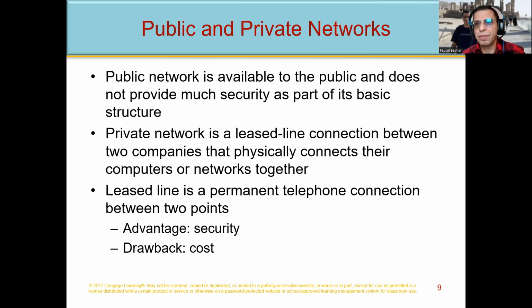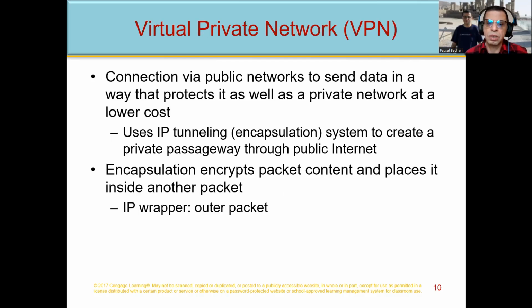Then you have the public and the private network. The public network is available to the public and does not provide much security as part of its basic structure. A private network, on the other hand, is a leased line connection. Usually you find them within the government, security places, between two companies that physically connect their computers or networks together. A leased line is a permanent telephone connection between two points, which is pretty high security, but a very high cost too. IBM is pretty strong in that too, to set it up.